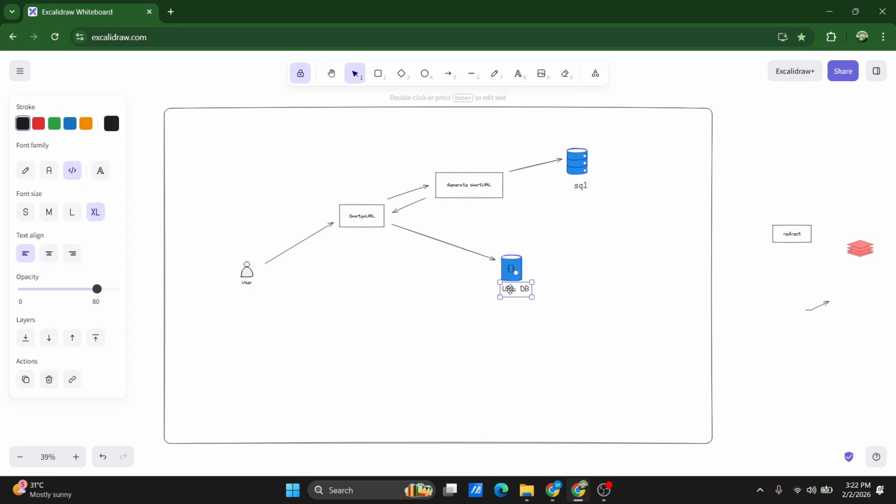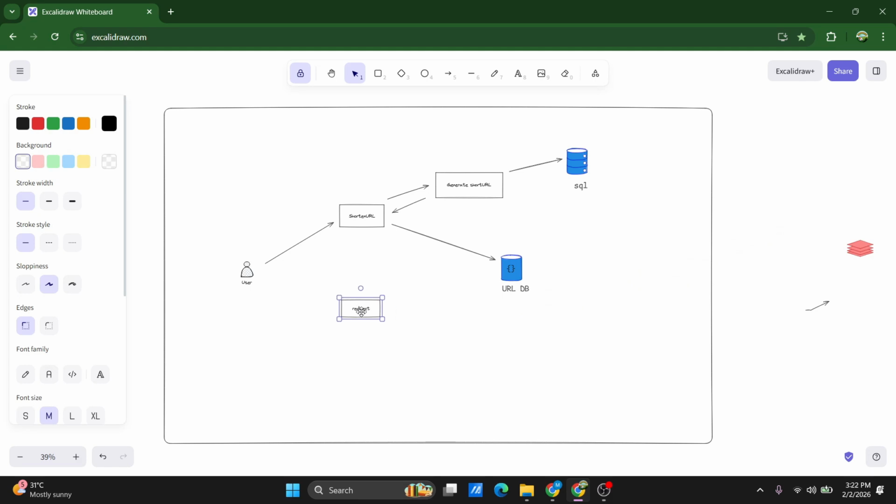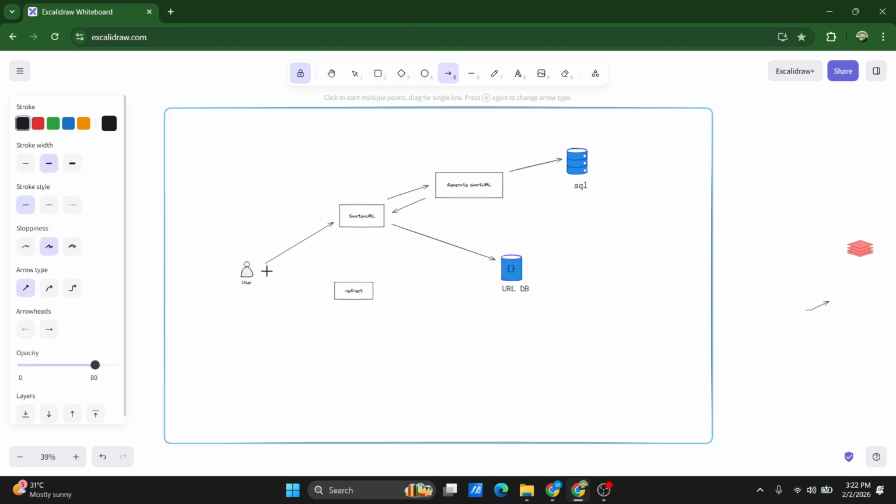The other service is a redirect service. When you give a short URL to the redirect service, it checks in the database and redirects to the particular long URL. This satisfies all the functional requirements.